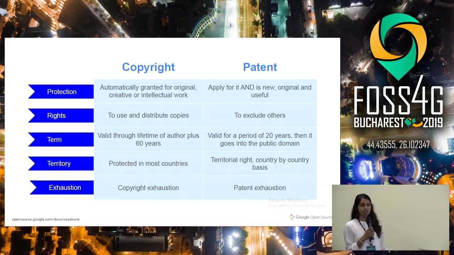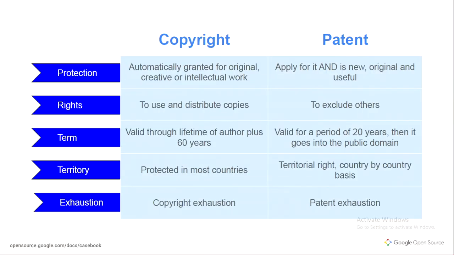Copyright's the right to use and distribute, and patent is actually an exclusionary right. You have the right to prevent other people from making, selling, using your invention. Copyright's gonna last through your lifetime plus 60 years, whereas a patent's only valid for 20 years, and then it goes in the public domain. And usually people are gonna get a patent because they wanna profit. So if you think about the pharmaceutical company, they have 20 years to recoup the cost of the drugs that they've spent years developing. And that's why there's no other generic drugs on the market for those 20 years.